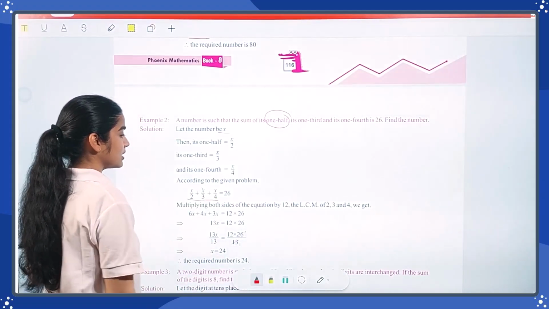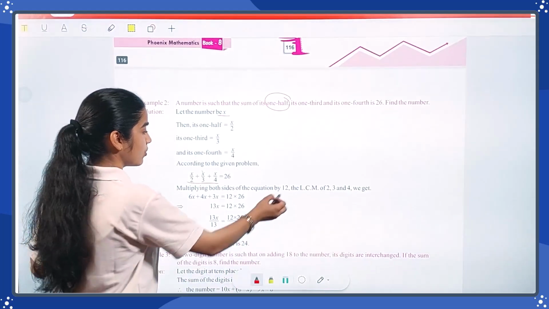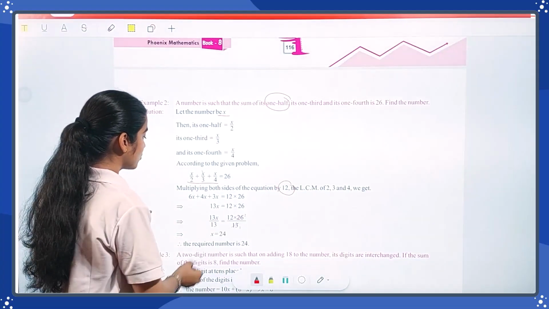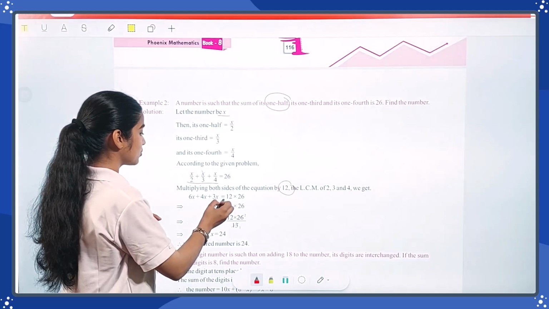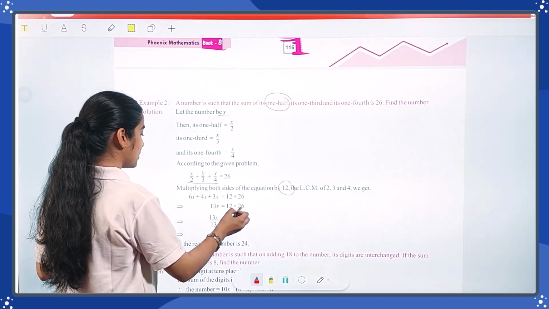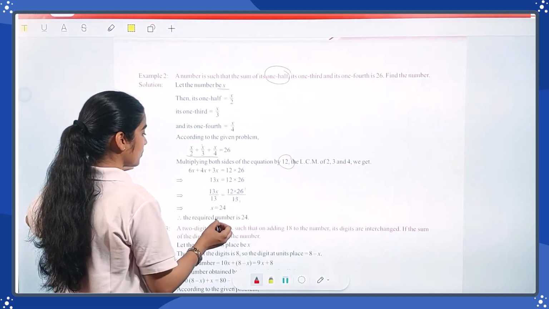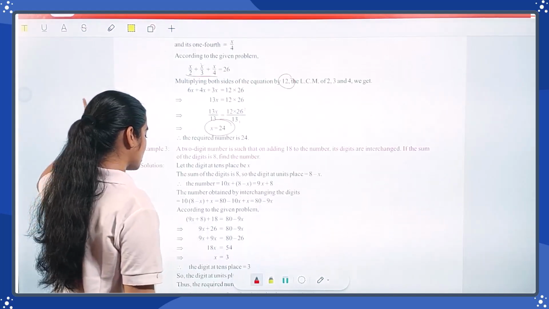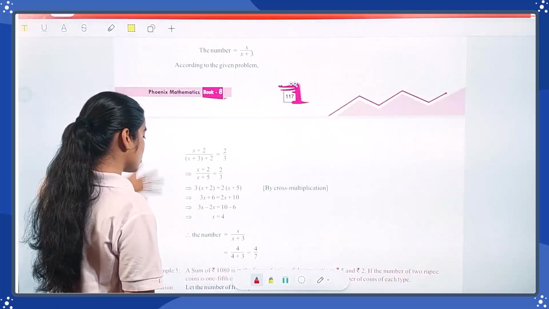Now you have to take the LCM of 2, 3 and 4. You get 12 here. Now you have to change it: 6x plus 4x plus 3x is equal to 12 multiplied by 26. So 13x is equal to 12 multiplied by 26. When you shift the side, you get x is equal to 24. So in the same way you have to solve your questions.